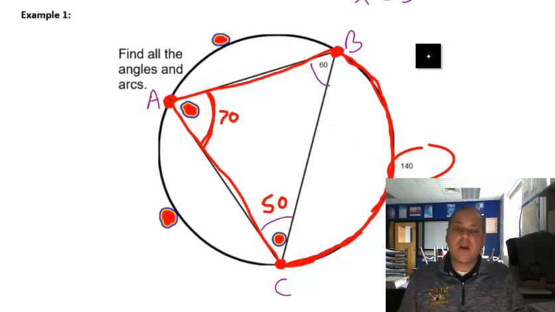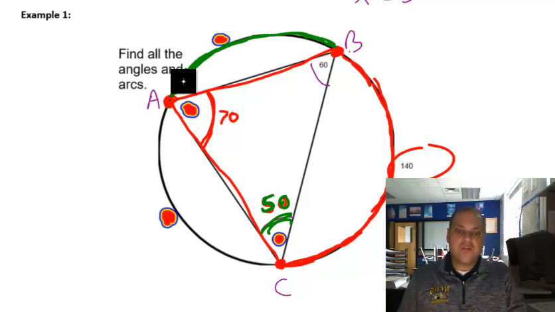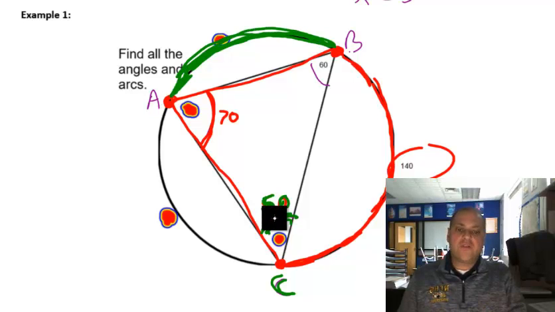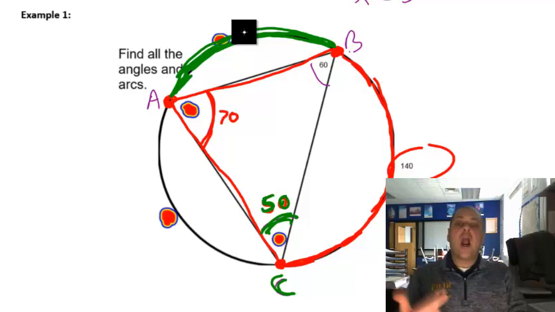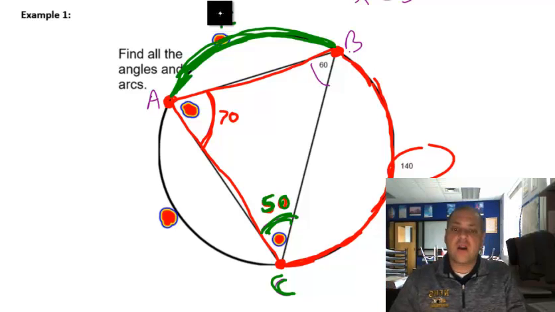Now I want to find this arc. I'm going to leave that actually. I'm going to go green now. I know this is 50. There's 50. And what's my intercepted arc? Here's angle C, and here's my intercepted arc for angle C. Well, if angle C is 50, then the arc is double, because the angle's half the arc, so the arc must be double the angle. So this arc must be 100.